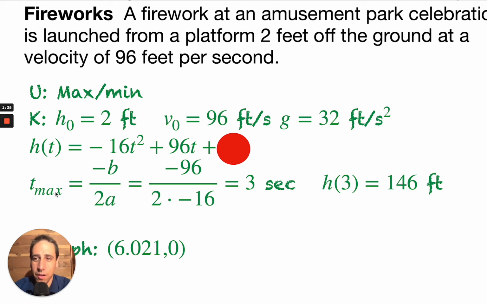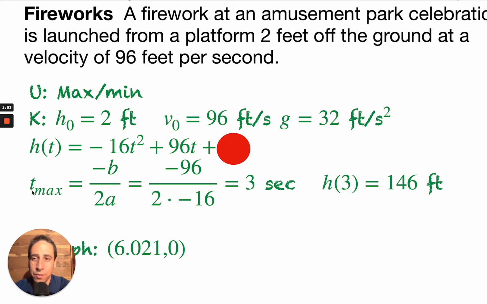We take our formula, negative b over 2a, and that's going to give us the time for the maximum. Remember, because it's a firework, a projectile that's being shot up in the air and curving back down again in a parabola.